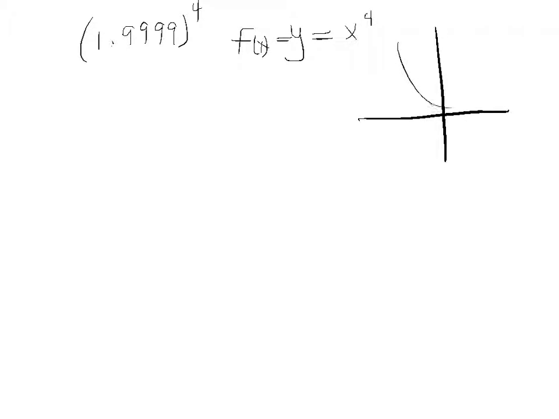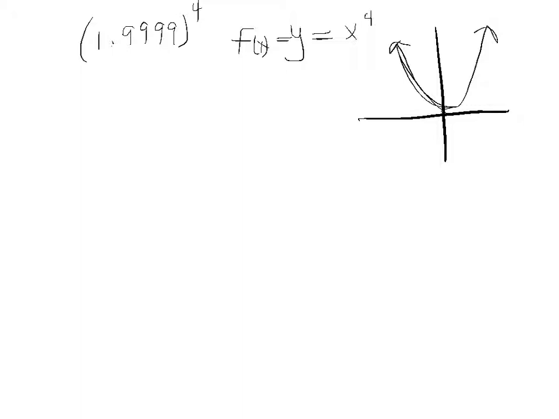Okay, we're going to try to make an approximation of 1.9999 to the fourth power using linear approximation. So the function I'm going to choose is y equals x to the fourth. I'll call it f of x, and I know what that looks like. It looks like x squared, but it kind of goes through there. It looks like that. And the point that I'm going to pick that's near 1.9999 is 2.